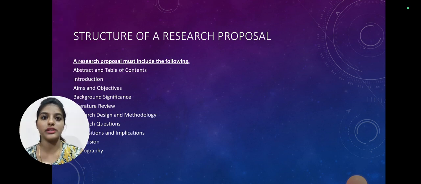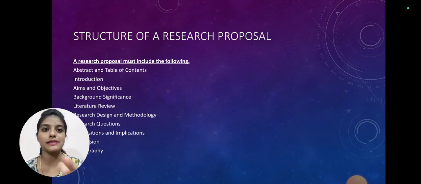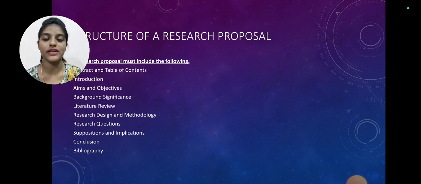And when we talk about the structure or the procedure of how a research proposal is done, what are the steps in it? First we have the abstract and the table of contents, next the introduction, next aims and objectives, background significance, literature review, research design and methodology, research questions, suppositions and implications, conclusions, and bibliography.